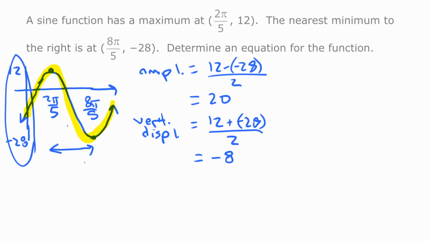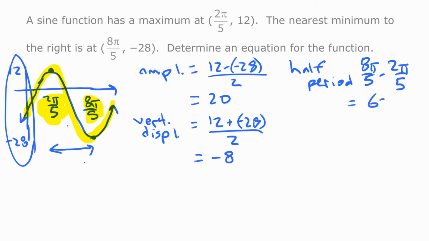Any way we think about it, we have to realize that the difference between these two values is half the period. So if we're going to work out the period, half the period is the difference between those two things. So 8 pi over 5 minus 2 pi over 5, or in other words, 6 pi over 5. If half the period is 6 pi over 5, the period has to be double that. It's 12 pi over 5.